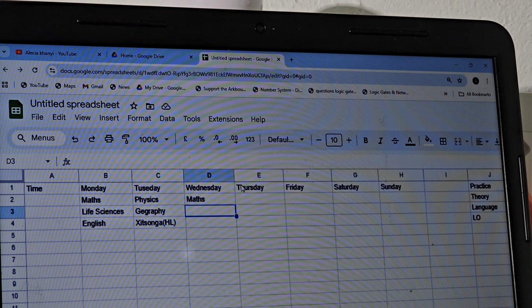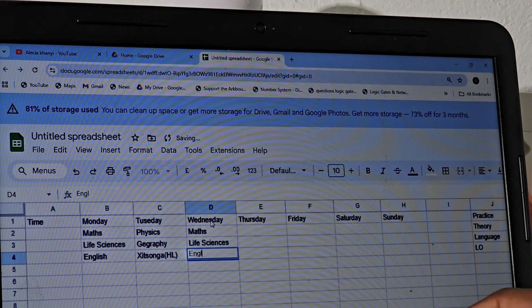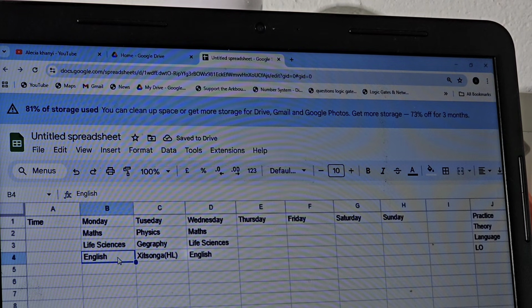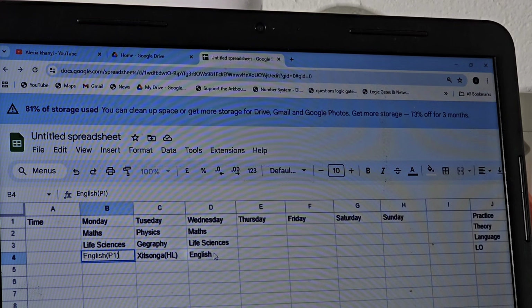Yeah. So you have maths, you have life sciences again, and you bring back your English. So remember, a tricky thing, something that you need to also pay attention to. Remember that your language subjects are also divided into things like paper one or paper two type of situation. So you also want to find the balance in those kind of stuff as well.